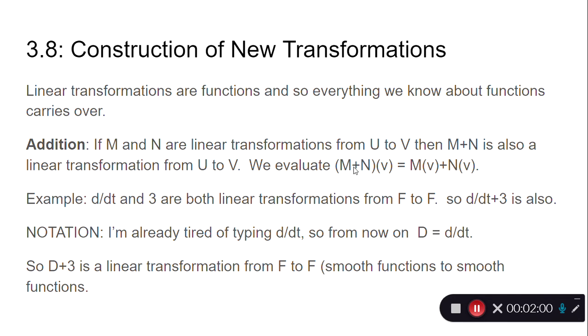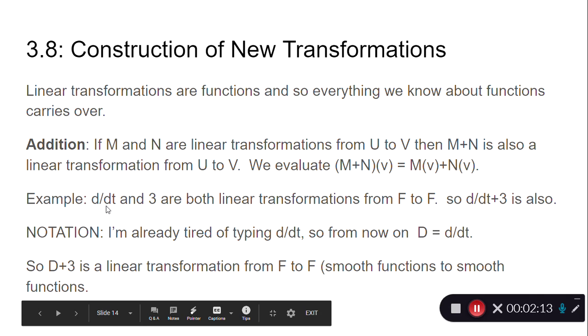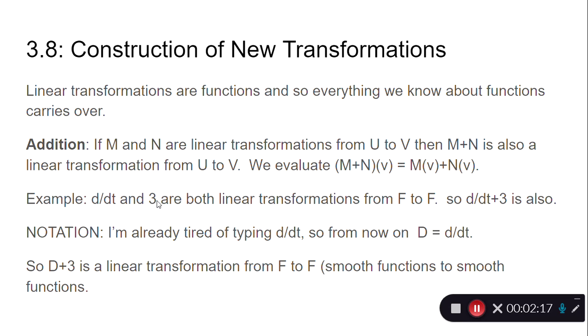And how do we evaluate that? Well, if it's M plus N acting on v, that's the same as M acting on v plus N acting on v. This is just how functions act. So, for example, the derivative d/dt and 3 are both linear transformations from F to F, the space of smooth functions. So d/dt plus 3 is also.